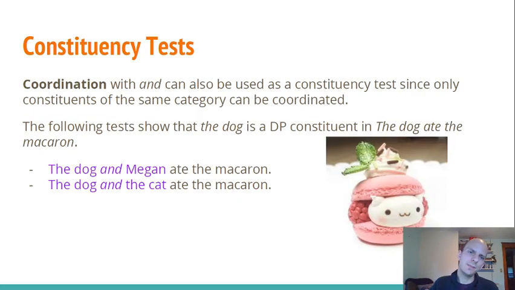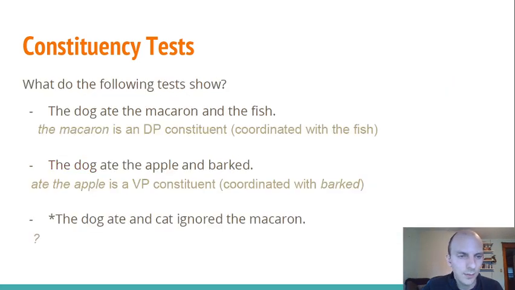Next, on to number 3, coordination. Coordination is where you add something in with and. You coordinate the thing that you're testing, and then you say and something else. And only constituents can be done with and. So in the following tests, we're trying to test for the dog. So we can say the dog and Megan, and we already know Megan is a constituent. So the dog and Megan can be put together. They're both constituents, and they're both constituents of the same type. Ate the macaron. The dog and the cat ate the macaron. Again, this tests these different parts of speech.